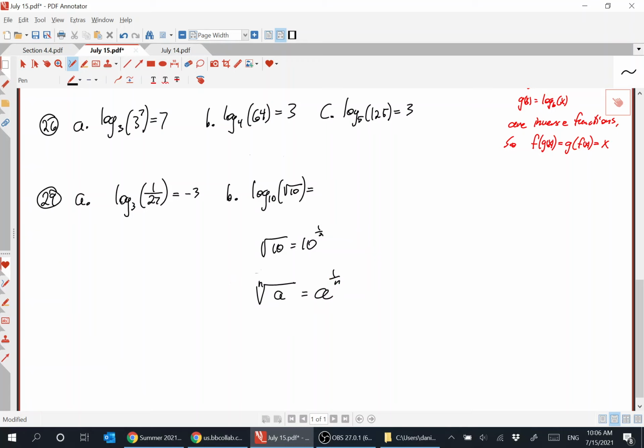So the fractional exponents come from square roots. Like the qth root of a to the p is a to the p over q. Right? So that's what the rational exponent means. And it's a lot nicer notation than this. This is quite clunky, and this is much nicer. Okay, so that's 10 to the 1/2. So that's log base 10 of 10 to the 1/2. So that's 1/2.